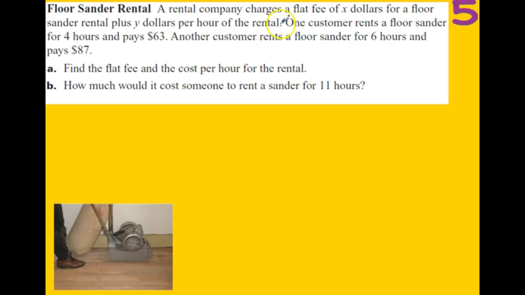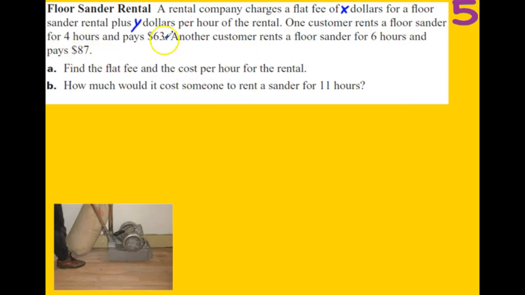So a rental company charges a flat fee, that's like a one-time fee, of X amount of dollars. They don't tell us, but we know it's the letter X. It costs X dollars for a floor sander rental, plus Y dollars per hour of the rental. One customer rents a floor sander for 4 hours and pays $63. Another customer rents a floor sander for 6 hours and pays $87.